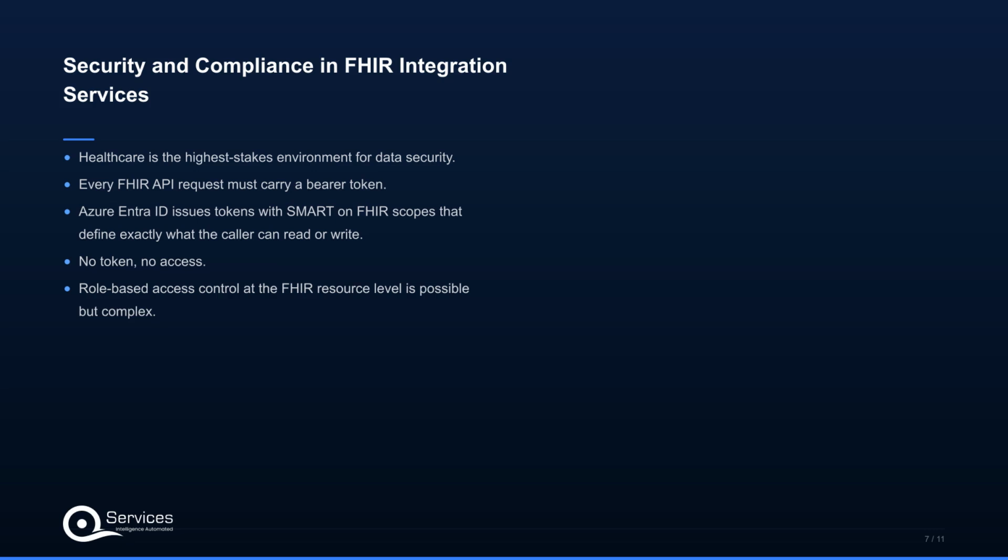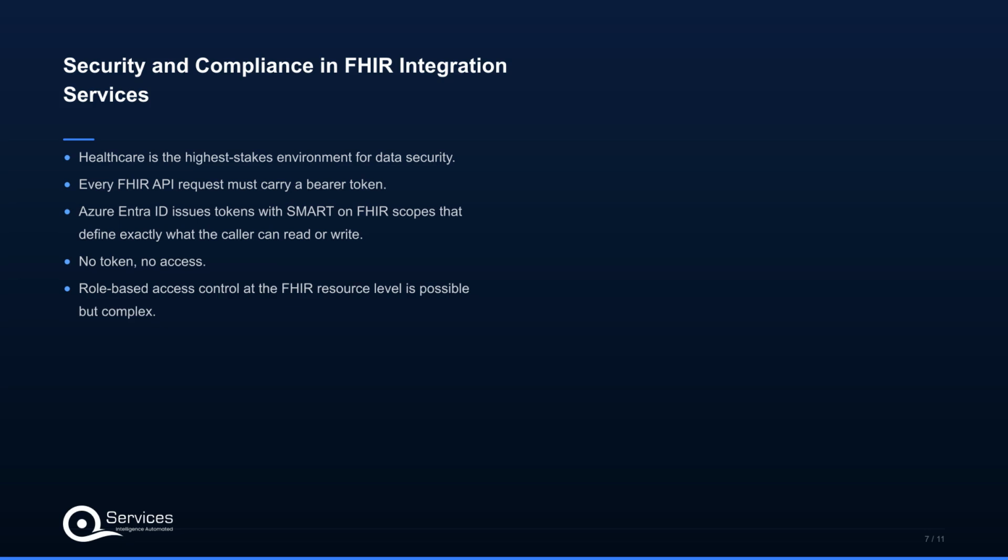Every FHIR API request must carry a bearer token. Azure Entra ID issues tokens with SMART on FHIR scopes that define exactly what the caller can read or write. No token, no access. Even internal services, your own microservices calling the FHIR server, should use managed identities, not shared credentials or environment variable secrets.